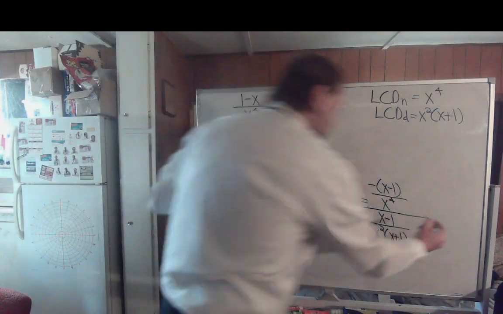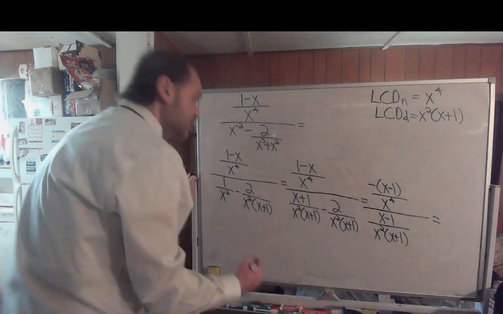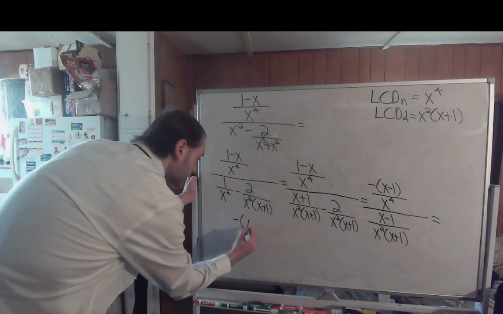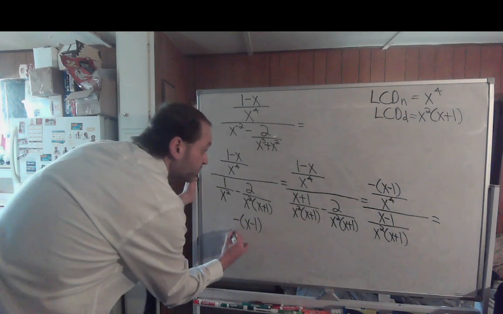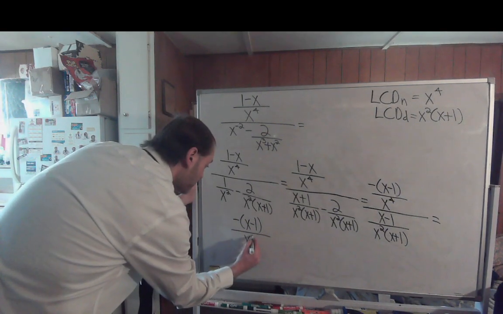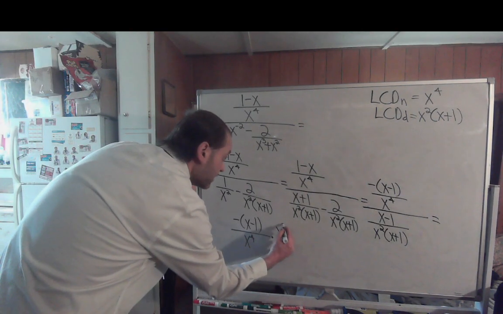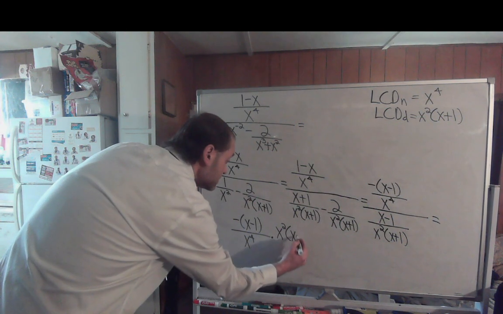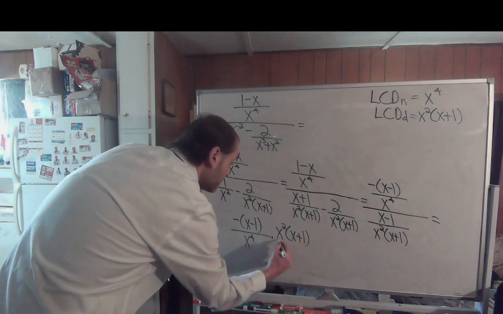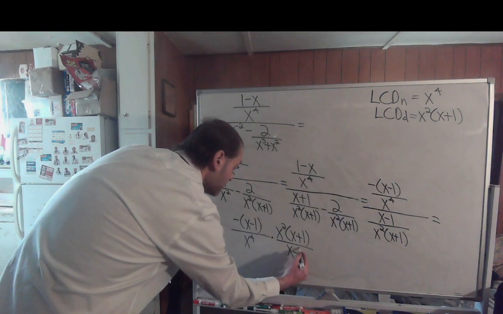It's time to invert and multiply. So this will turn into negative of x minus 1 all over x to the fourth times x squared times x plus 1 all over x minus 1.